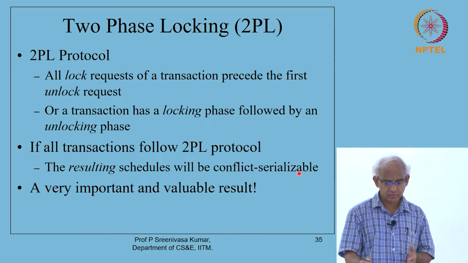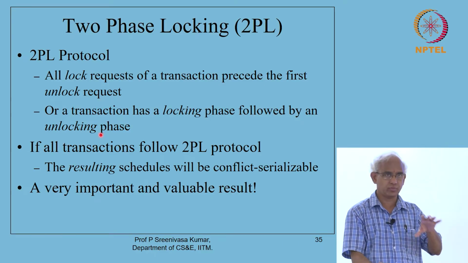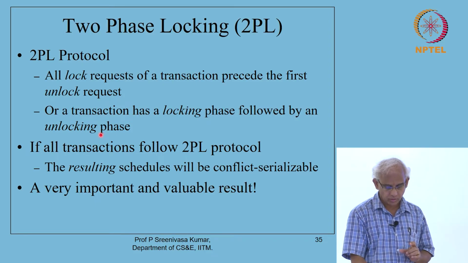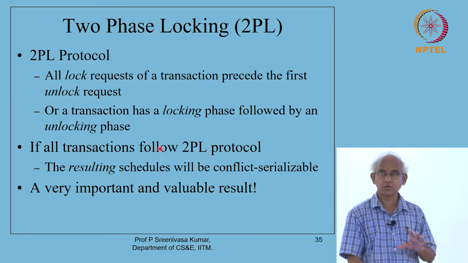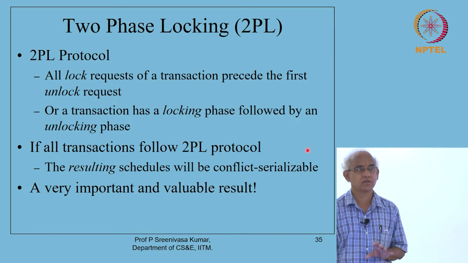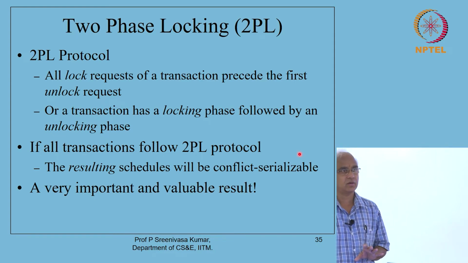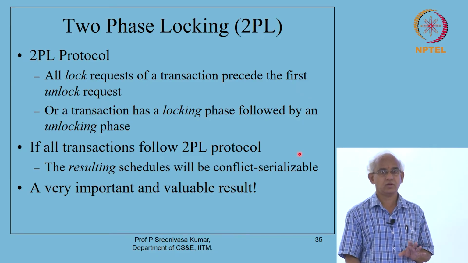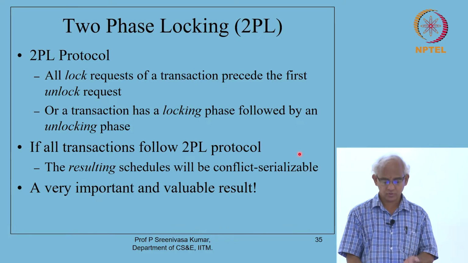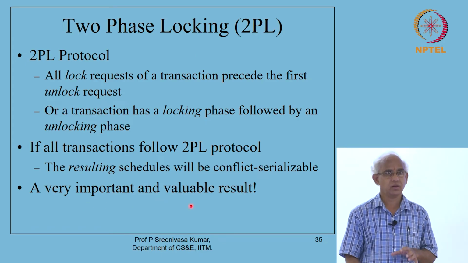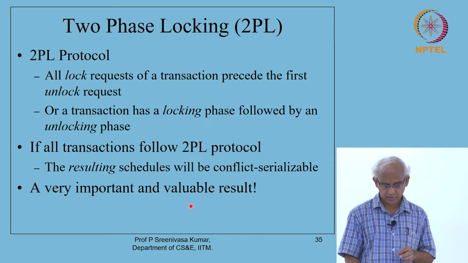But what is practical is that you say, okay, here is a rule, all of you follow this rule, and if all transactions follow this 2PL protocol, then the resulting schedules will always be conflict serializable. Okay. So a major problem of how do we ensure conflict serializability is solved by this simple protocol called the two-phase locking protocol. So very, very important and valuable result for us in practice.